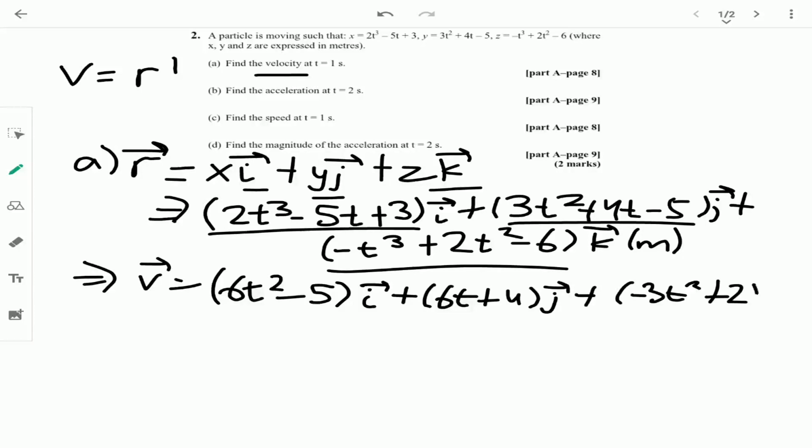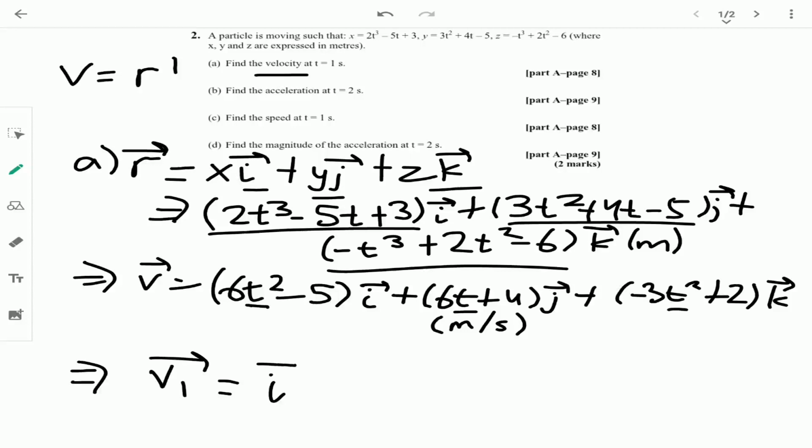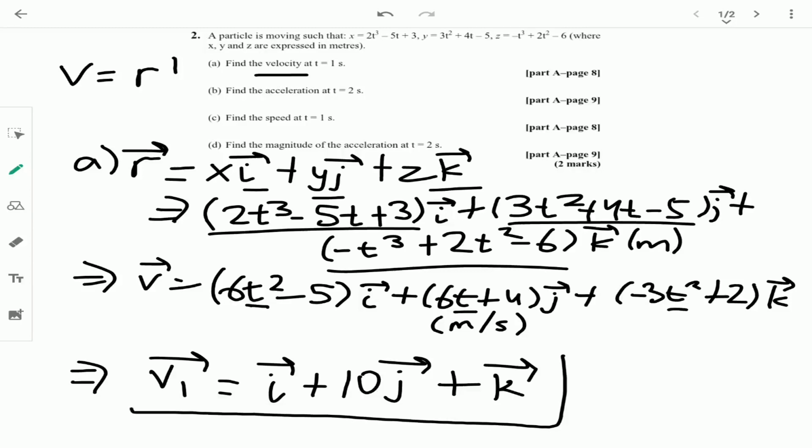But still this is not the complete answer. So what is the question asking us for? Well, they're asking us at time 1 second. So we have to substitute 1 in each of these places where they have t. After substituting, we can call this v1, because it's v at 1 second, and you should get i, because 6 minus 5 is 1, plus 10j plus k. I made a mistake here. It's supposed to be 4, not 2. So plus k, and this is in meters per second.